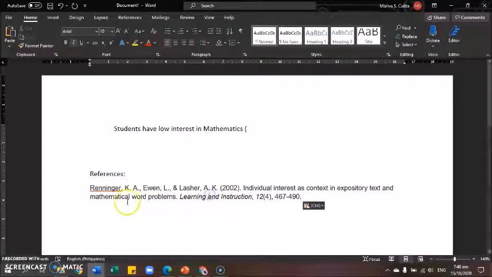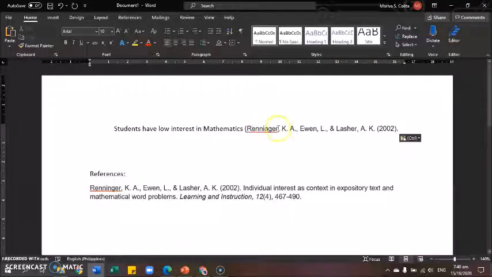Okay? So, we have here, dalawa sila, at tatlo pala sila. Okay? Tatlo sila. So, copy-paste mo yan dito. And then, kukunin lang natin yung mga initials nila. Okay. Ayan, si Renninger, si Ewen. Si Ewen and si Lasher.